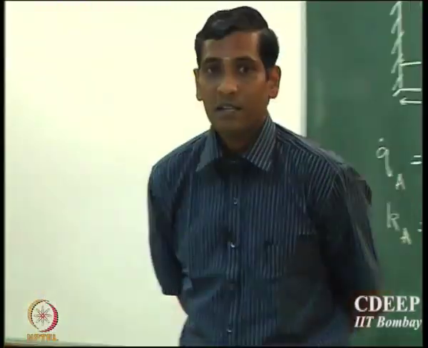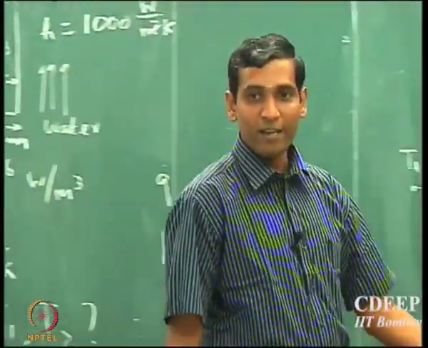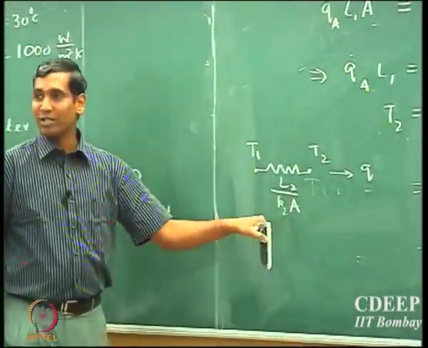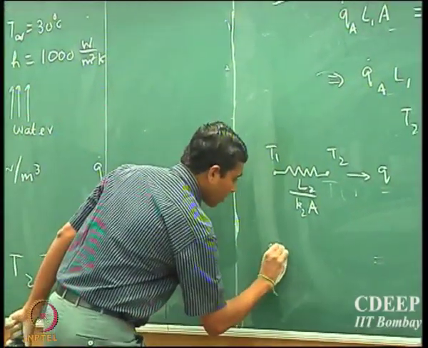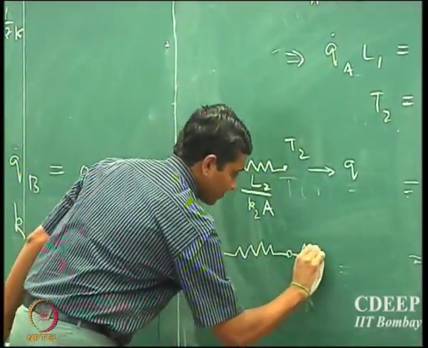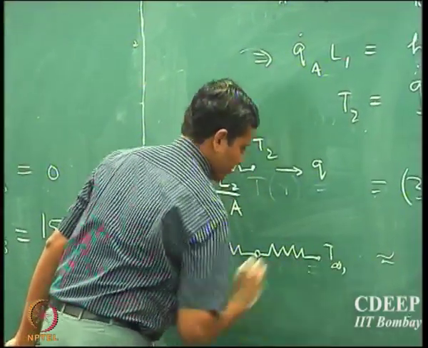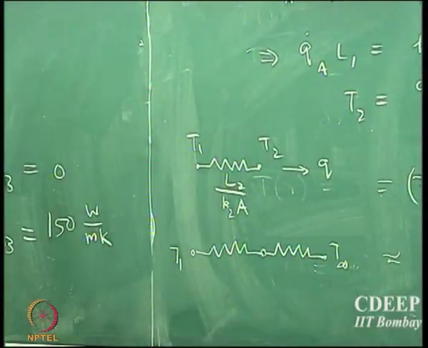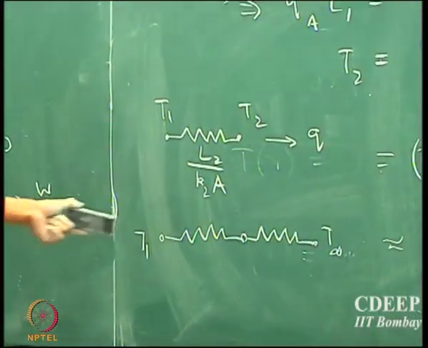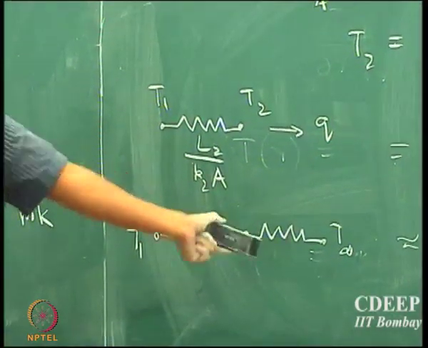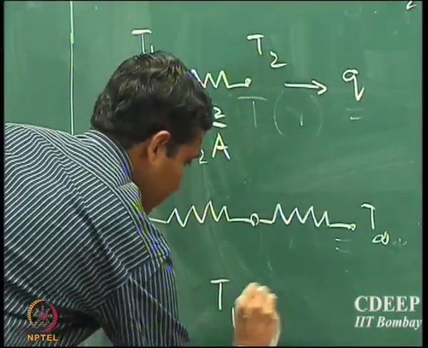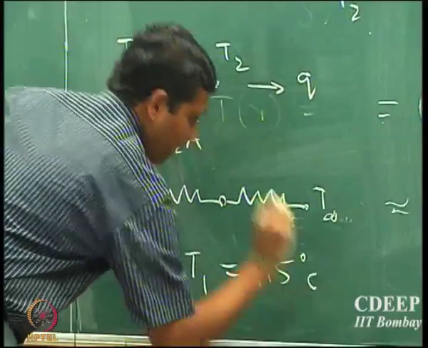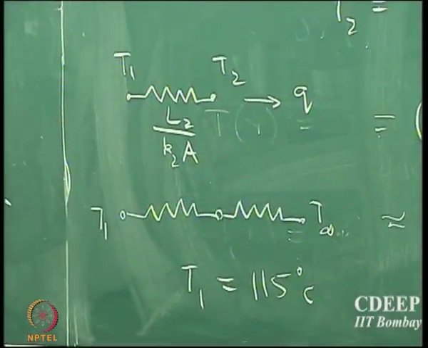Area, we know Q equal to H into A, right. So there are two ways of doing it. You know what Q is, you could use this resistance network, or you can draw the overall resistance network also. T infinity, and T1. So you can use either the overall network, or you know what Q is and you can find out what the temperature T1 is, okay. So T1 will be, I will just put the numbers, it's very easy to calculate, 115 degrees C.